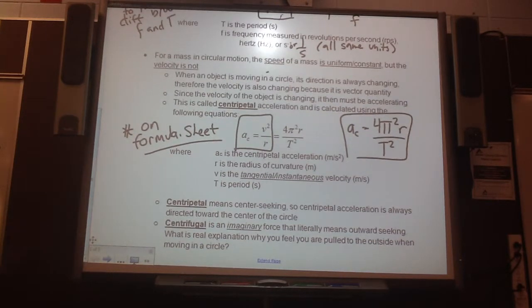So centripetal means center seeking. So centripetal acceleration is always directed to the center of the circle. So my velocity is always changing, but our acceleration is always pointing to the center of the circle. That's what centripetal means, okay?